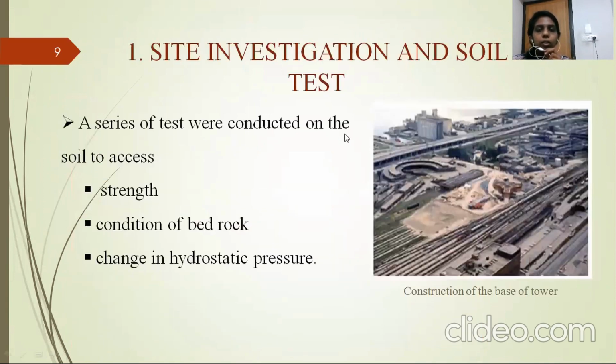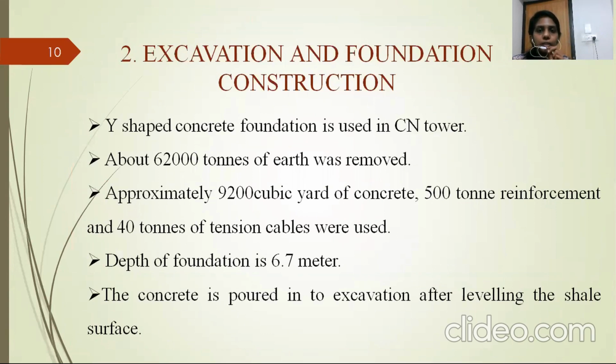This figure shows the site used for the CN Tower. To analyze the strength of the soil before starting construction, a series of tests were conducted to analyze the strength, the condition of bedrocks, and changes in hydrostatic pressure. When the test results met the requirement, they started the construction. The second stage is the excavation and foundation construction. For the CN Tower, a Y-shaped concrete foundation of 6.7 meter depth is used.